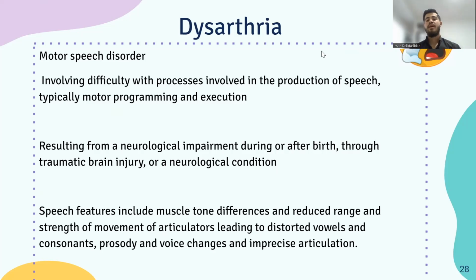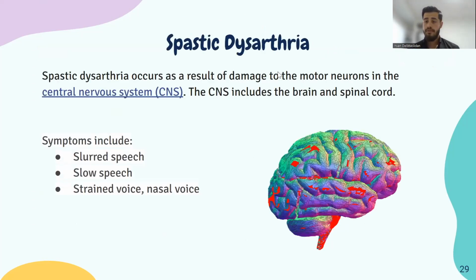Now, let's take a look at a few different examples of dysarthria. First up, we've got spastic dysarthria. Spastic dysarthria occurs as a result of damage to the motor neurons in the central nervous system. The central nervous system includes the brain and the spinal cord. Common symptoms found in spastic dysarthria include slurred speech, slow speech, and strained or nasal voice.